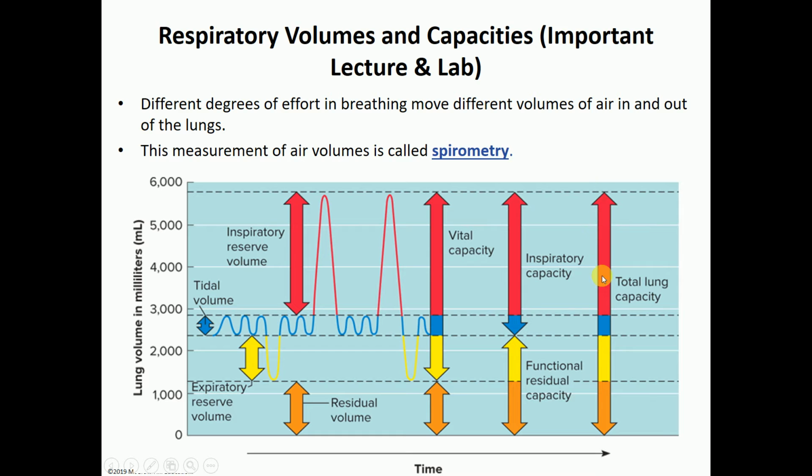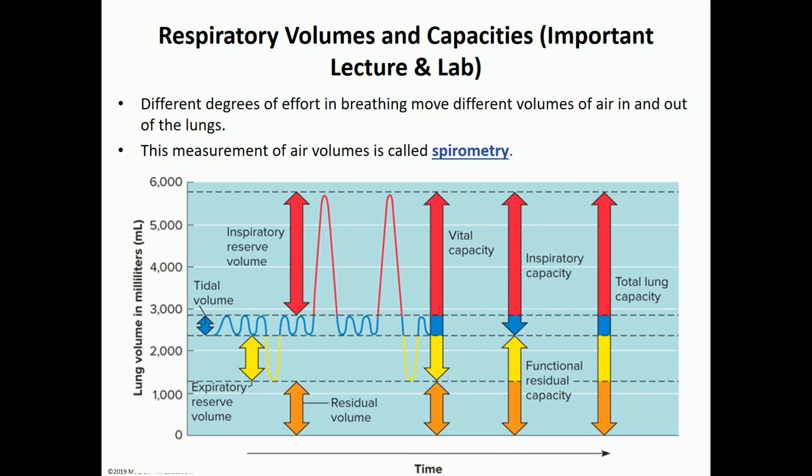The total lung capacity is the maximal amount of air that can be found in the lungs after a maximal inhalation. So you ask the patient to inhale as much as possible. The amount of air found in the lungs at that time is known as the total lung capacity. So it pretty much includes all of these different volumes. And you can see here that a volume is just a singular part of the graph, while capacities involve two or more volumes added up together.